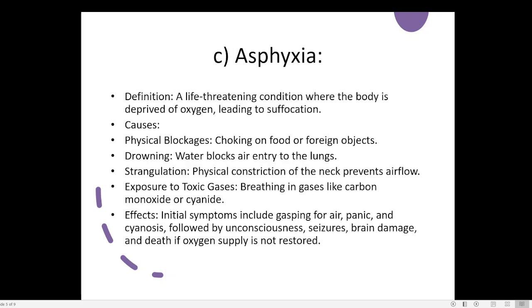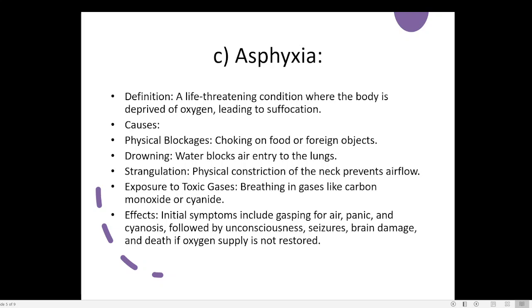Now we go to the third situation, that is asphyxia. Coming to asphyxia, A means absent. So there is almost complete absence of oxygen. It's a life-threatening condition where the body is deprived of oxygen, leading to suffocation. So suffocation is one important problem. For example, somebody is holding your neck and you are not able to breathe properly. That will lead to asphyxia. Asphyxia means almost complete absence of oxygen.